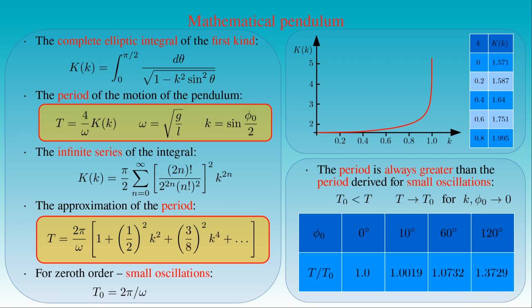Such a deviation will result in considerable error in time measurements performed with mathematical or simple pendulums. Therefore, it is always important to apply the formula with infinite expansion of the elliptic integral to determine the period T of the motion of the pendulum with sufficient accuracy.